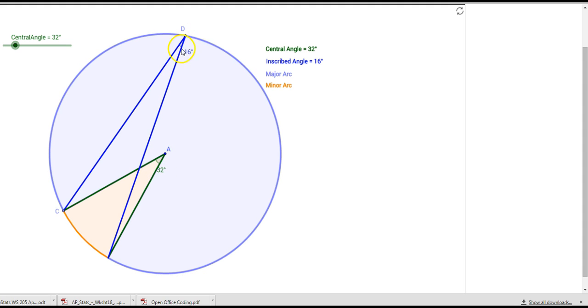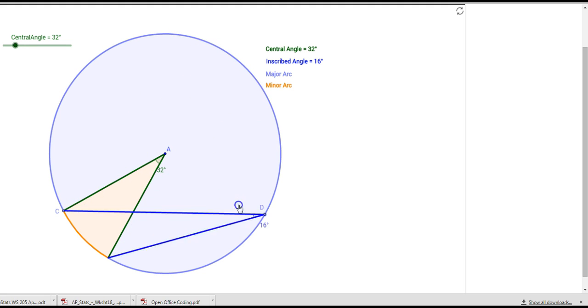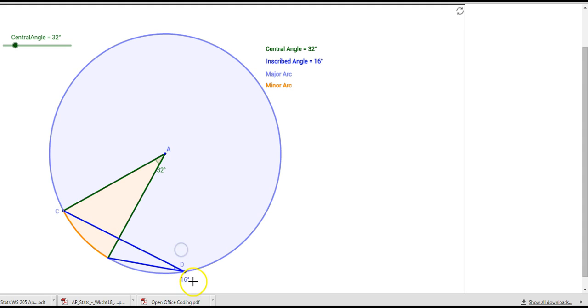But look what happened to my inscribed angle. My inscribed angle shrinks by half. And again, it doesn't matter where we put the vertex of this inscribed angle. If it projects to the same endpoints that create the arc as the central angle, then it's going to be half the measure.